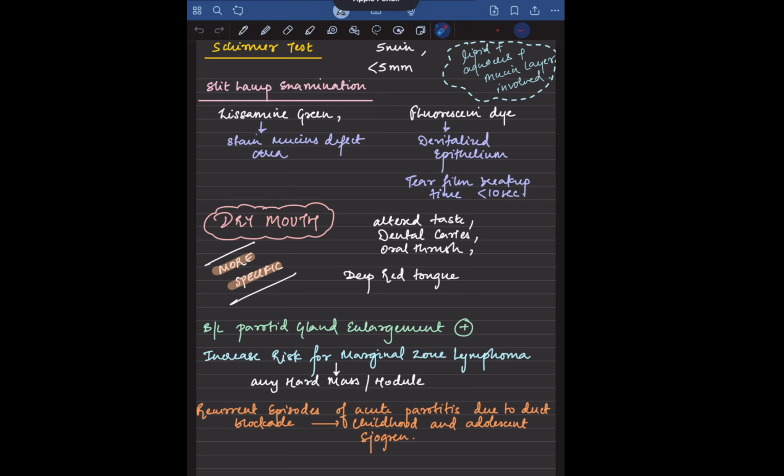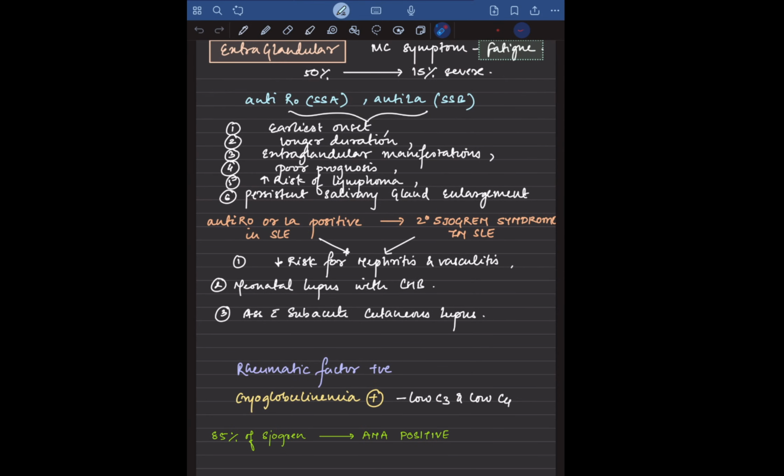So you have to suspect there is a marginal zone lymphoma. Recurrent episodes of acute parotitis due to duct blockade in childhood, and in case of adolescent Sjogren's, we can see it. Now, the extraglandular symptom which is most common is fatigue. This is the most common symptom, right? Remember this fatigue. Okay, so 50% of them can have it, and 15% of them can have a severe form. We have already learned that.